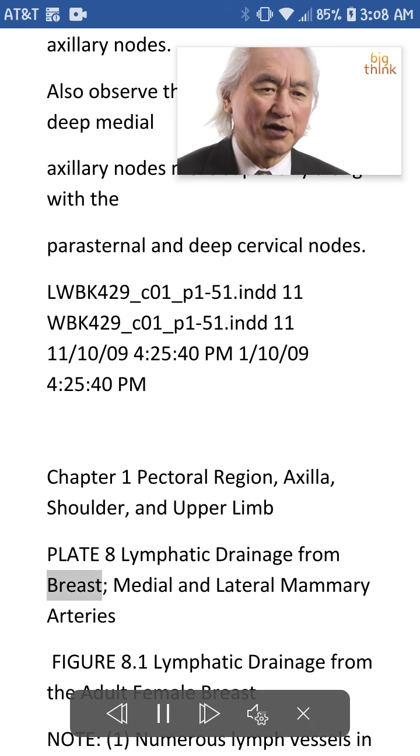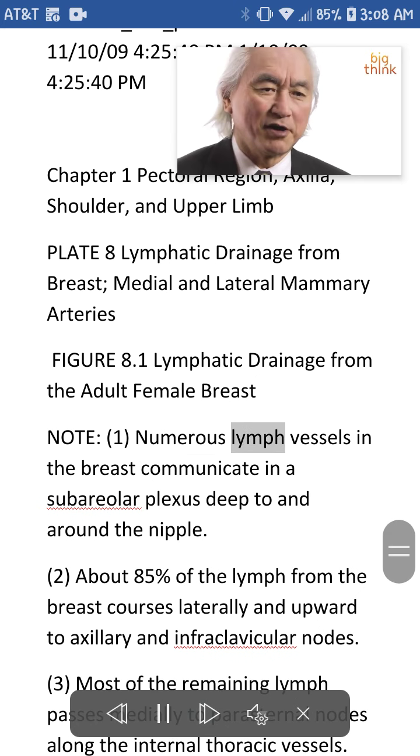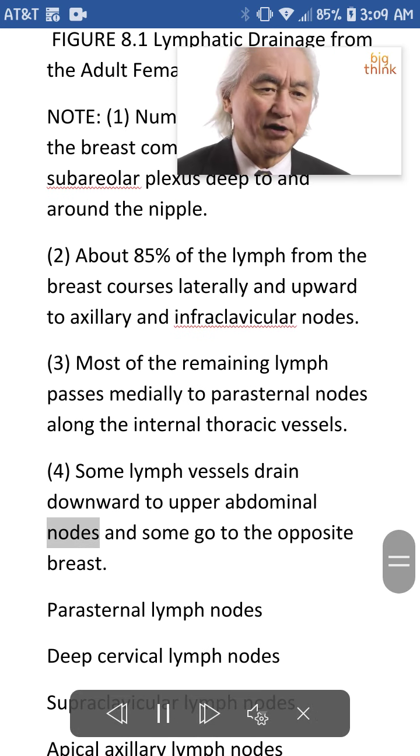Plate 8: Lymphatic drainage from the breast, medial and lateral mammary arteries. Figure 8.1: Lymphatic drainage from the adult female breast. Note: 1. Numerous lymph vessels in the breast communicate in a subareolar plexus deep to the areola. 2. About 85% of the lymph from the breast courses laterally and upward to axillary and infraclavicular nodes. 3. Most of the remaining lymph passes medially to parasternal nodes along the internal thoracic vessels. 4. Some lymph vessels drain downward to upper abdominal nodes, and some go to the opposite breast.